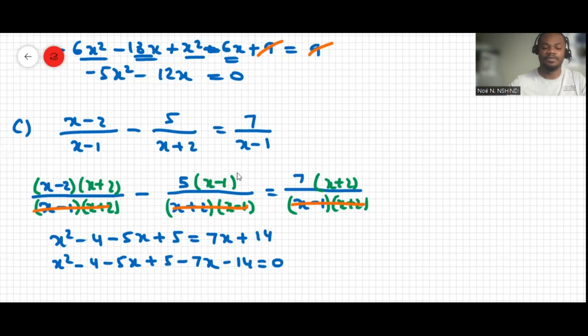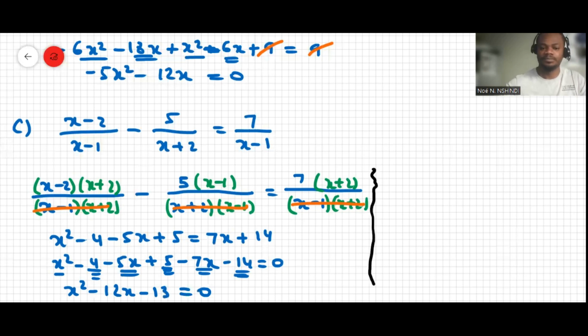Then what we have here, we have x squared. It's the only term with x squared, and terms with x, that makes negative 12x, and then negative 4, plus 5, and negative 14 makes minus 13, equals 0. Now we have a quadratic trinomial over here. x squared minus 12x minus 13 equals 0.